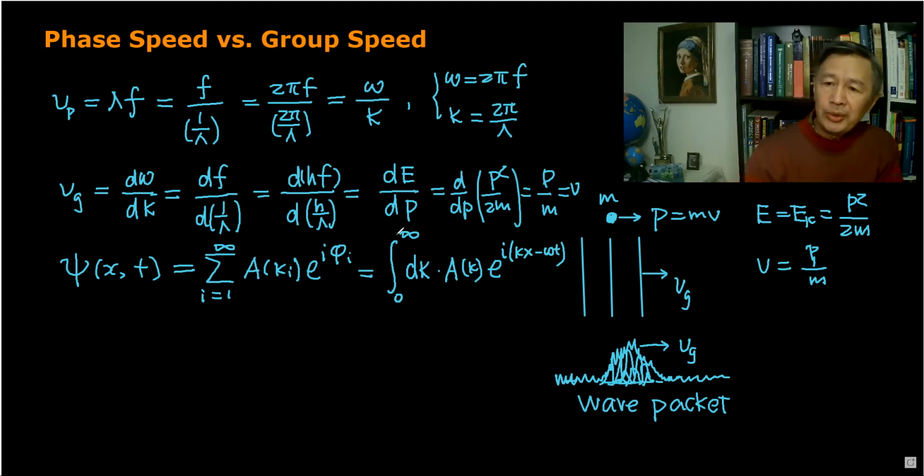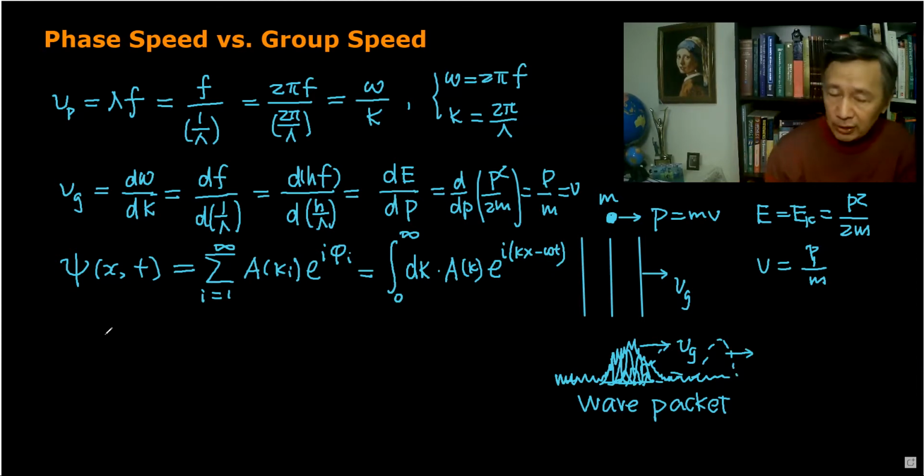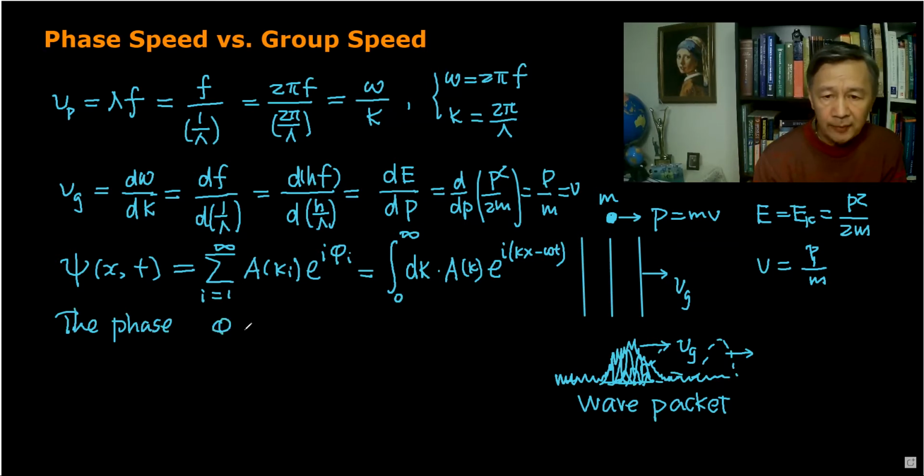Now, how do we actually derive the formula for this? How can we prove that the wave packet propagates forward as a function of time at this particular group speed? Then we have to take the first derivative by definition. From here, we can see that this is called the phase. We just write the phase here. The phase can be written as phi equal to kx minus omega t. That is by definition the phase of the wave.